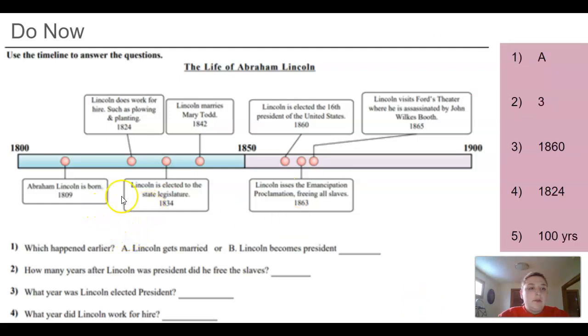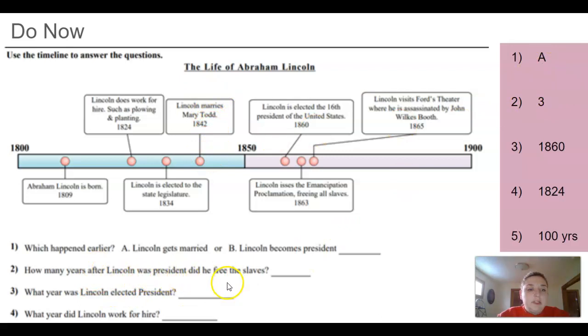All right, so if we look at our timeline, number 1, which happened earlier, Lincoln gets married or Lincoln becomes president. If we look at our timeline, we can look for the keyword married, or we can look for the keyword president. And I see here president in 1860, but I see here married in 1842. So he got married first.